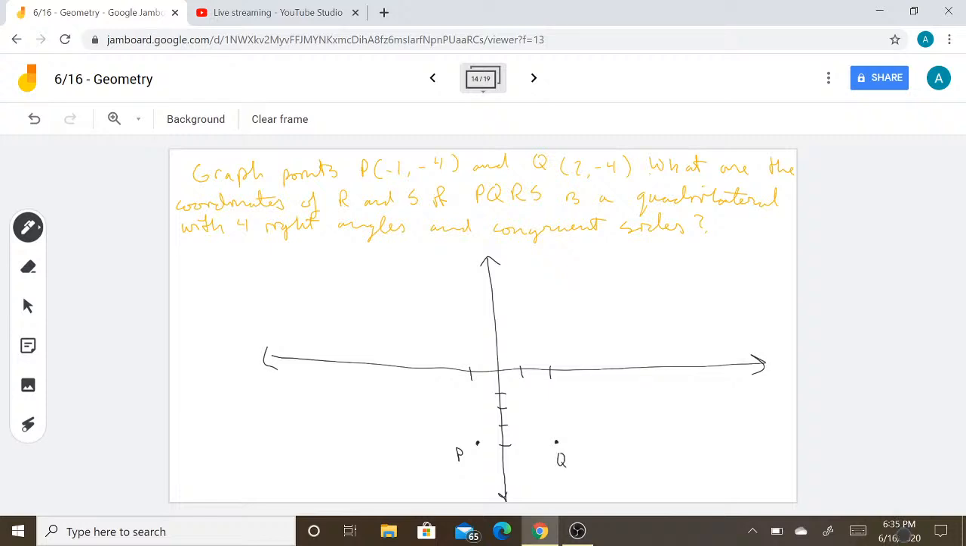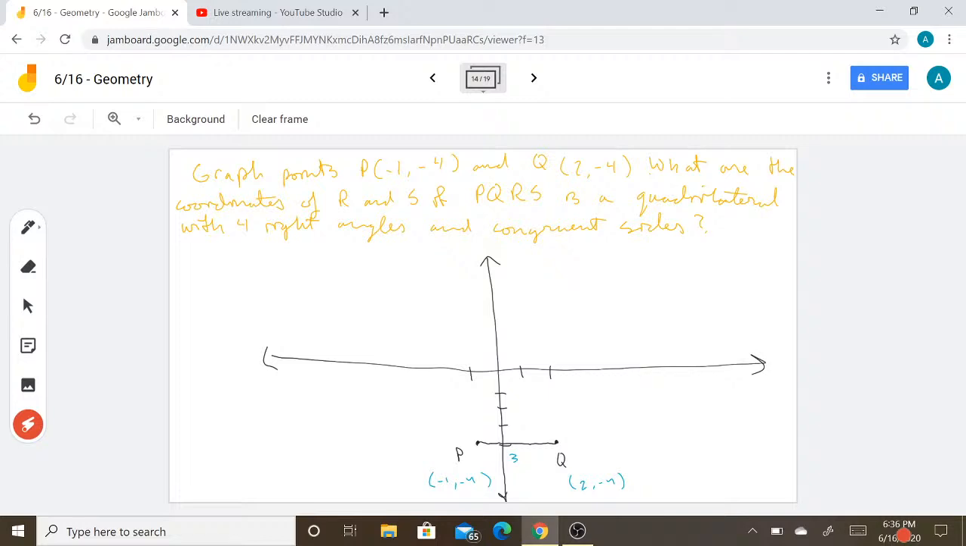And we need to find coordinates of R and S if PQRS is a quadrilateral with 4 right angles and congruent sides. Congruent sides means that the sides have the same measure. So all sides should have the same measure as PQ. And how can we find the measure of PQ? We can simply find the distance between the two, which is the difference in x coordinates because it's a horizontal line. So this would be equal to 3 units because it goes from an x coordinate of -1 up to an x coordinate of 2. So every side must be 3 units.